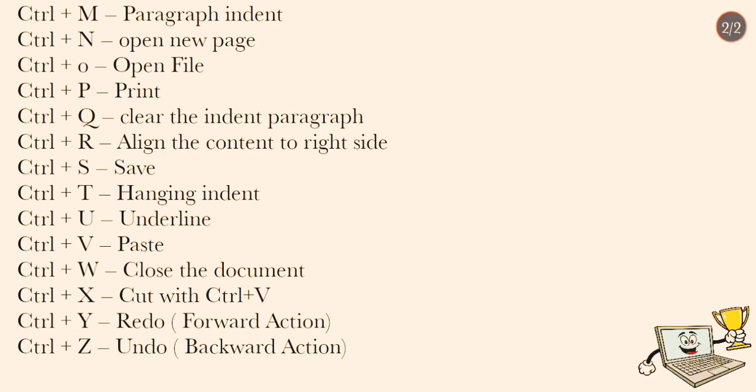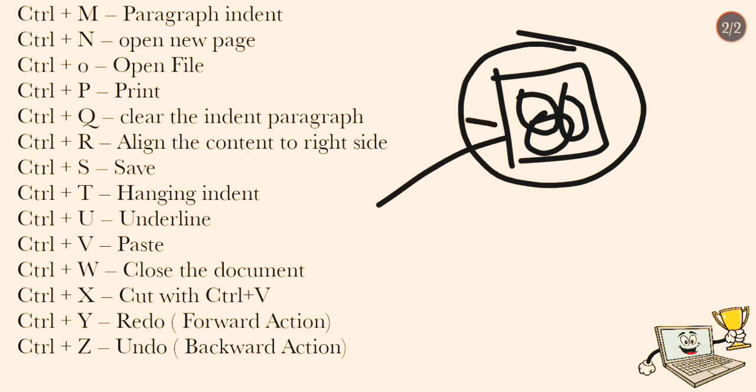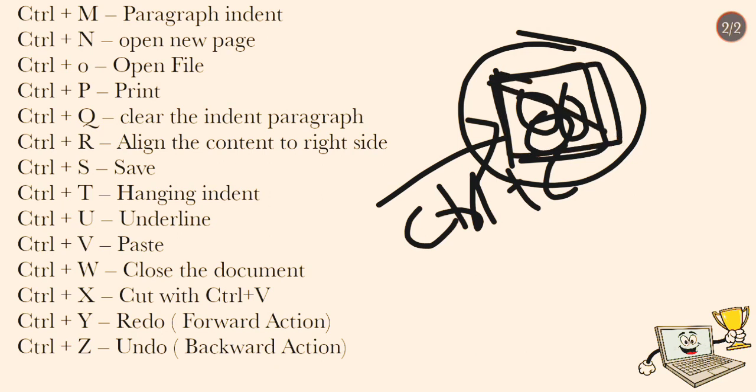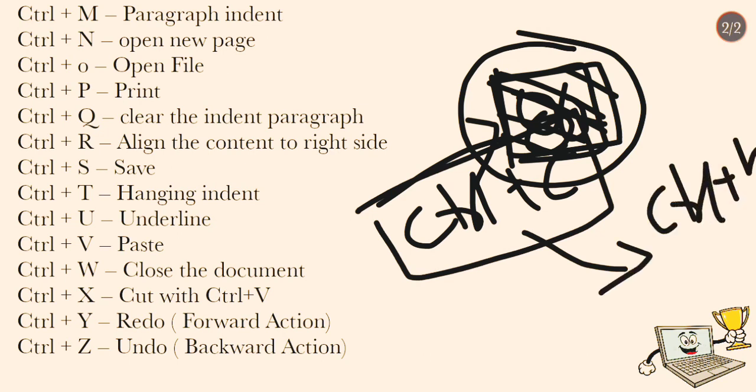Control plus V, it is used to paste. Suppose some lines or some paragraphs are written here and you have selected all of this. By pressing Control plus C, that is used for copy. Or you have pressed Control plus A, you selected all the pages, and you have pressed Control plus C. And when you press Control plus V, then whatever you have selected will be pasted in the new place. Understand?